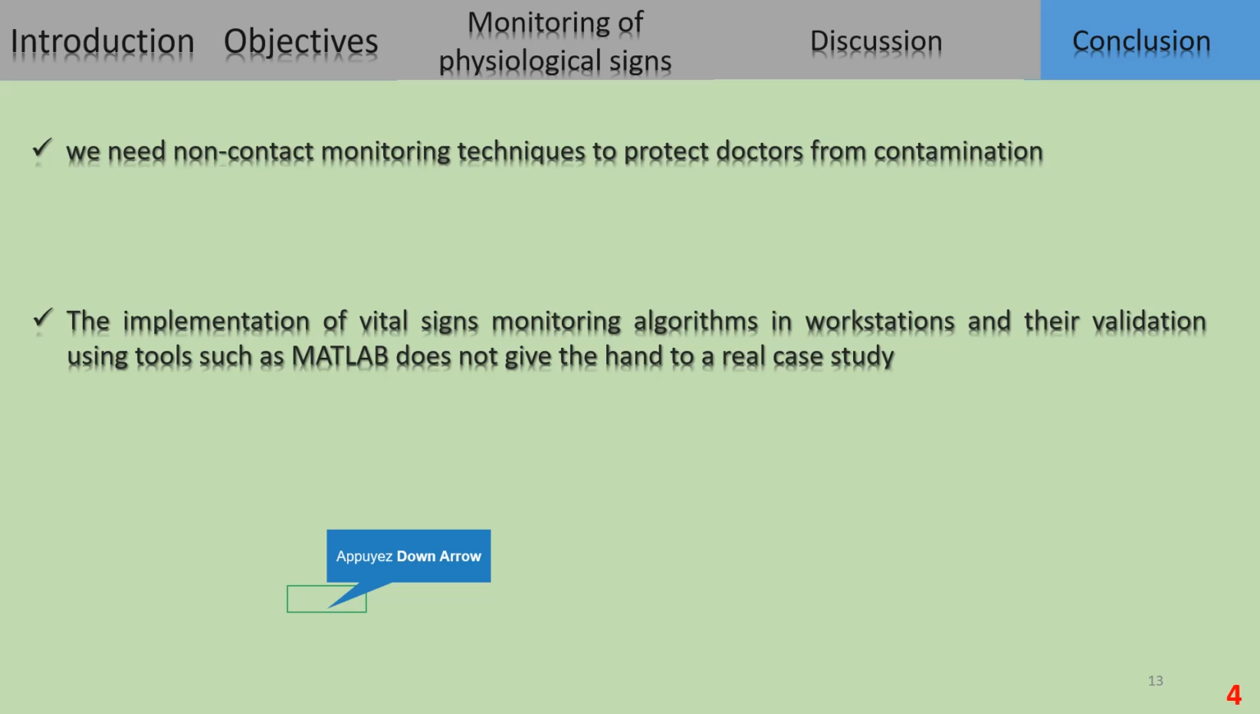The implementation of vital signs monitoring algorithms on workstations and their validation using tools such as MATLAB does not give a real case study. For this reason, it is necessary to work on real patient cases. In this work, we have treated different proposed works based on different imaging sensors such as thermal and RGB cameras.